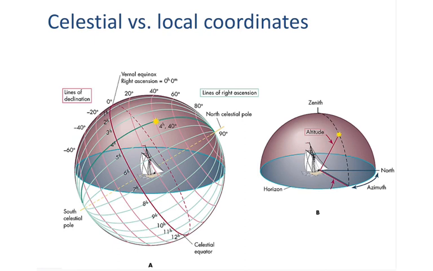And then on the right is our viewpoint from the Earth, so again, altitude and azimuth. You can see on this first diagram that we do have a slight tilt, because the Earth is angled slightly over.